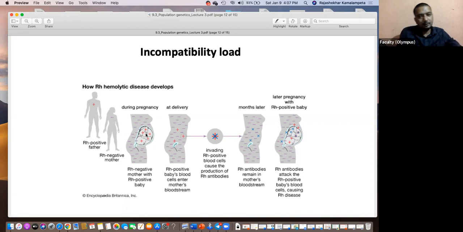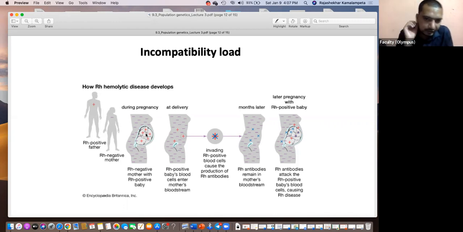So the mother gets exposed to the baby's antigen. Then what happens? The same fight I was telling you. Mother received some amount of blood from the baby, so her body reacts to it. But nothing happens to the mother.